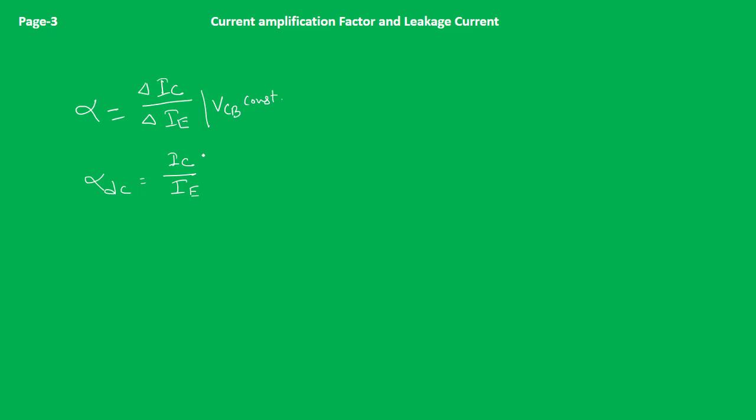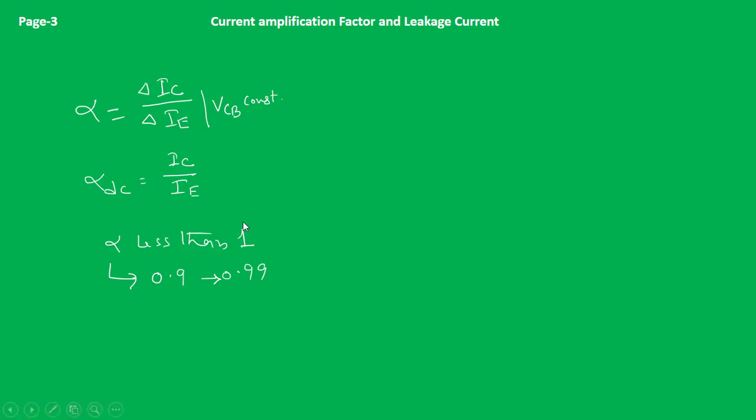It is quite evident, we have seen that the collector current is always less than the emitter current. As a result, alpha is always less than unity. Typically alpha ranges between 0.9 and 0.99. That is the typical range of alpha. So this is what is called the current amplification factor for the common base configuration.